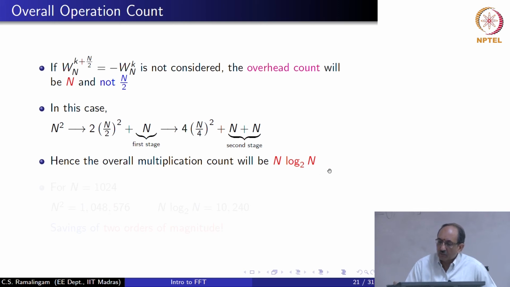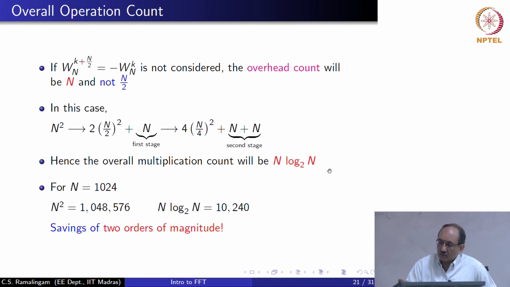Okay. And remember, we talked about a sequence that was 1000 long, and then we realized it was 10 power 6 in terms of operation count. Let us consider 1024 because this is the nearest power of 2 to 1000. N square is 1 million, n log n is 10,000. So, you have saved 2 orders of magnitude, which is no laughing matter.